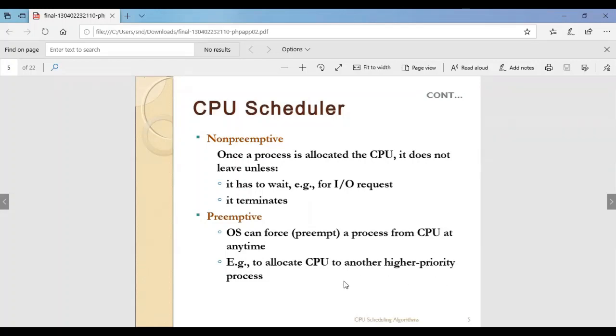Okay. Means here, when a higher priority process comes, at that time we can stop that process, and the processor should be given to the higher priority process. So these are the two types, preemptive and non-preemptive. Okay.